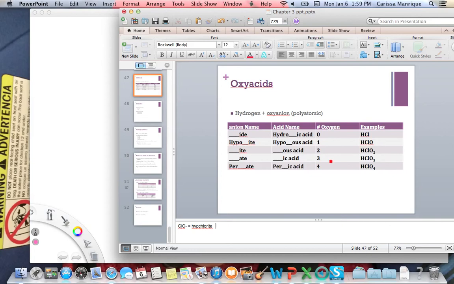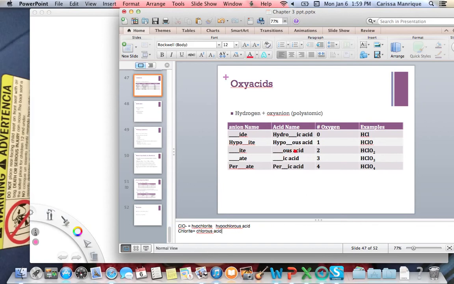But as an acid, because now it has an H in front of it, we name it, putting it right here, hypo. We keep the hypo, except now it becomes chlorous acid. Okay, so hypochlorous acid. If it ends in ite, like ClO2, which is on our polyatomic chart as chlorite, it now becomes chlorous acid. Right here, chlorous acid.